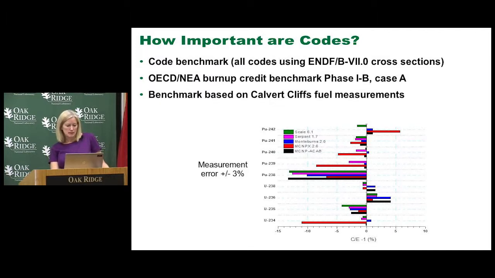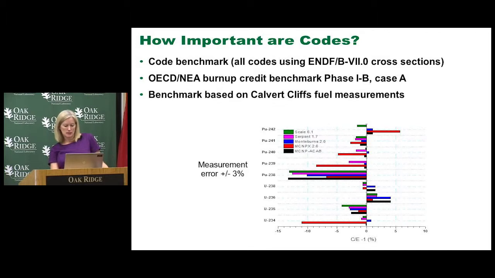So here's code benchmarks. This is comparing different simulation codes. You can see SCALE is here, and some of the ones you're more familiar with, MCNPX. And the measurement error was about plus or minus 3% for destructive analysis. And this is the difference between the destructive analysis and the simulation. Here are our plutoniums. Plutonium-239 is right here. So MCNPX was off by about 10%. And SCALE pretty much nailed it.